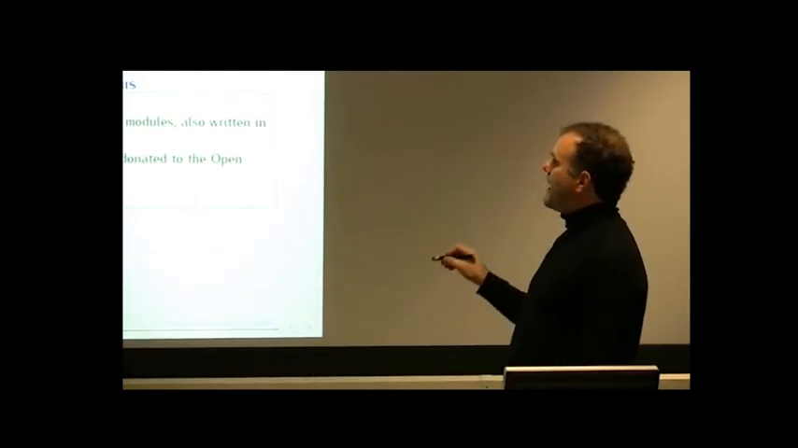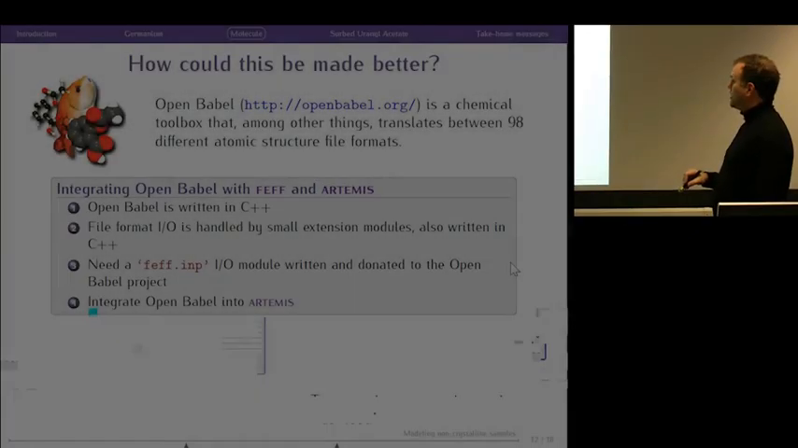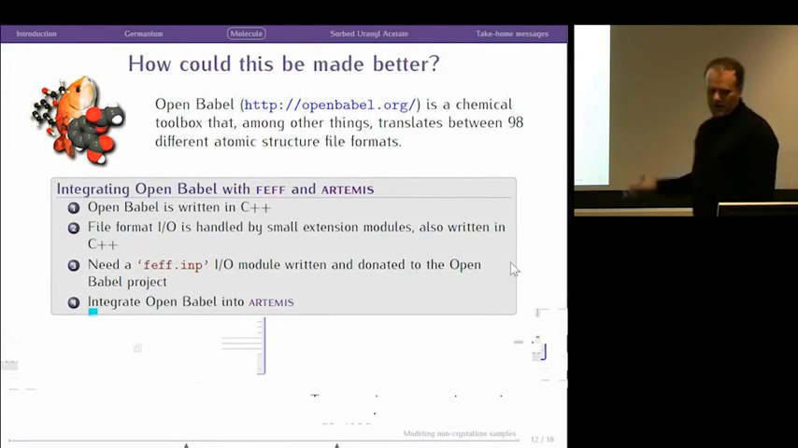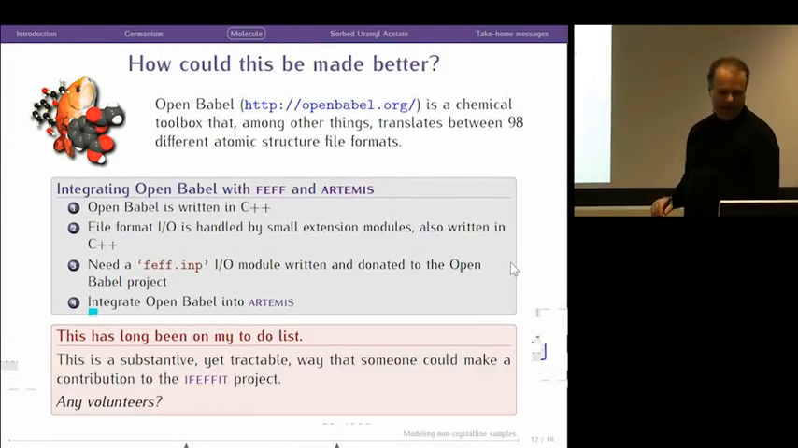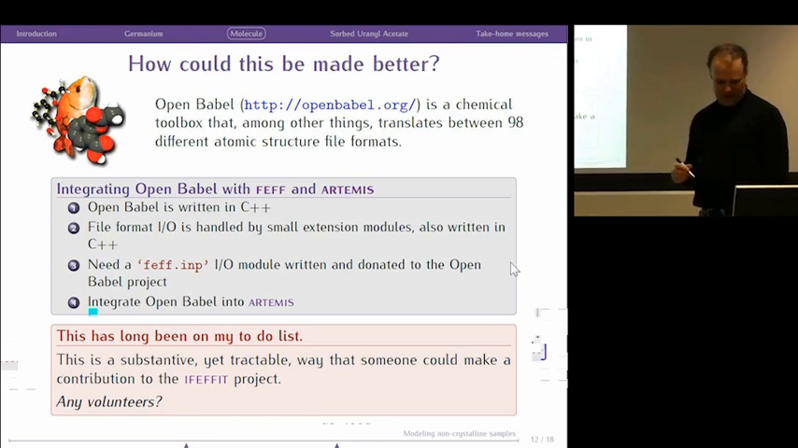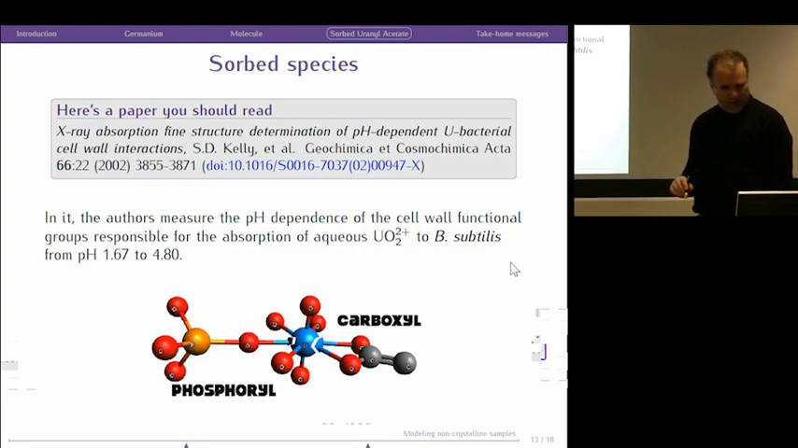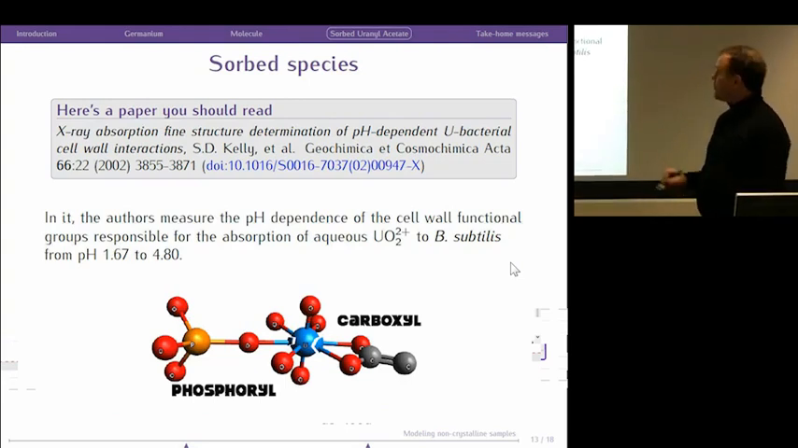So you could imagine that OpenBabel could be modified to take any structure input and just write out the Feff input file for you, and then it could be integrated into Artemis. That would be really lovely, but it's something I haven't found the time to do. So if you or any of your students were interested in writing a little bit of C++ code, we should be in touch, because this is a simple thing that somebody could do to make a profound impact on the Feff using community. So my last example is from this paper.